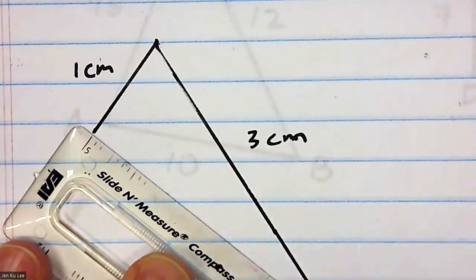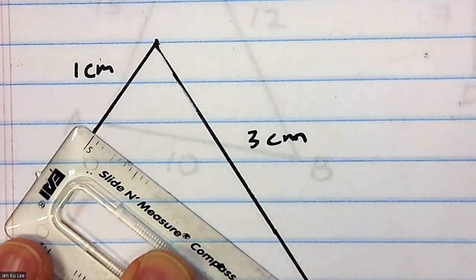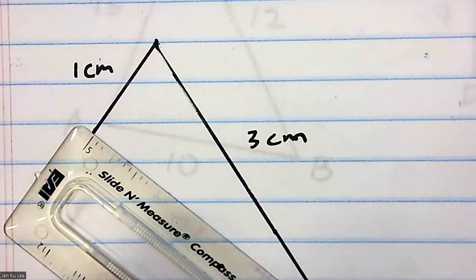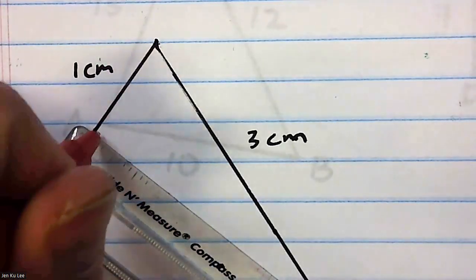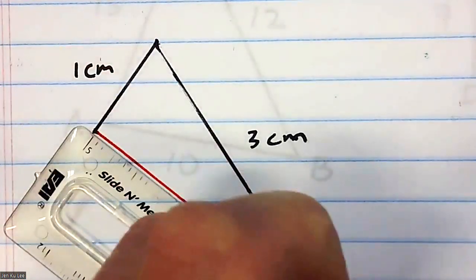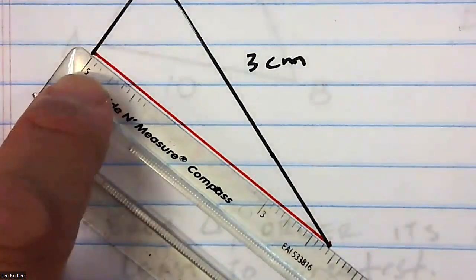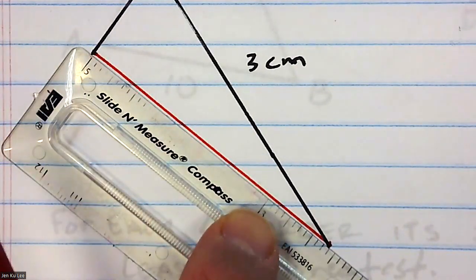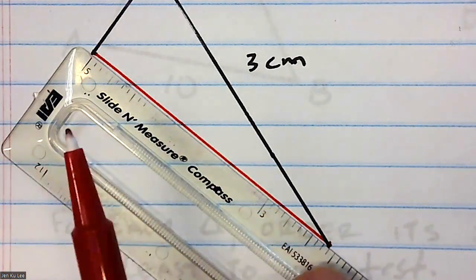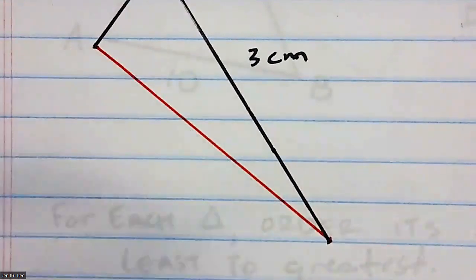This side's length is 2.75. Okay. That side length is 5, so 4, 3, that's 2.75, right?